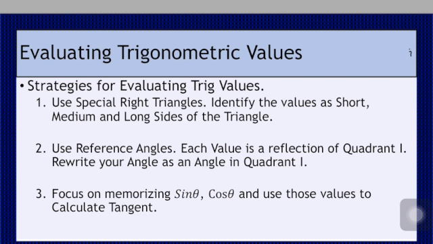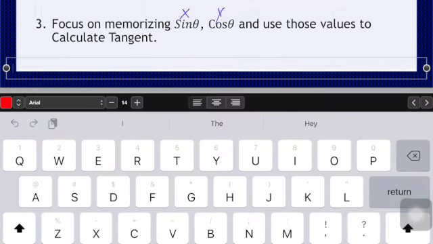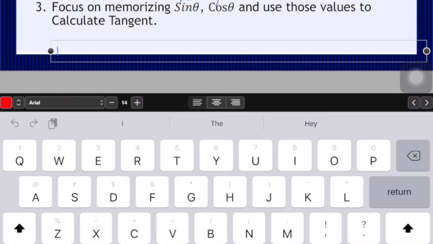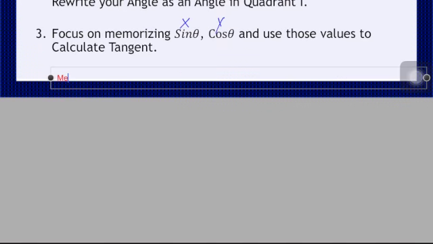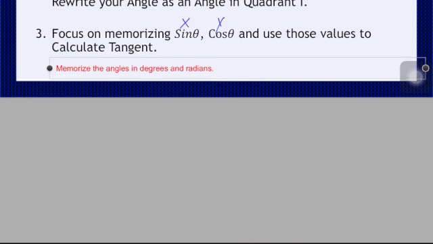Another strategy is to focus on memorizing just the sine and the cosine, or just memorize the x and the y values. And we can use those values to calculate tangent, secant, cotangent, and cosecant. I also wanted to add one more. Another strategy is you're also going to have to just memorize the angles in degrees and radians. Of course there are strategies for memorizing those, but if you're able to memorize those, everything else is going to be so much easier.